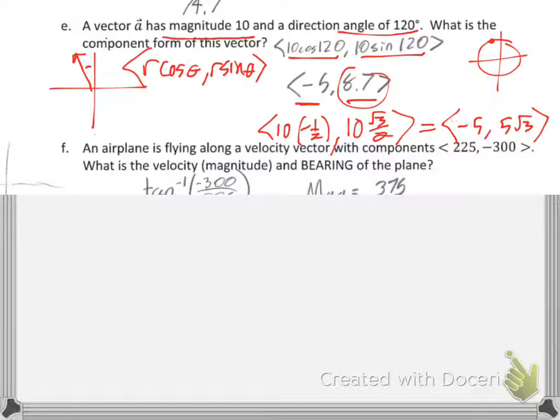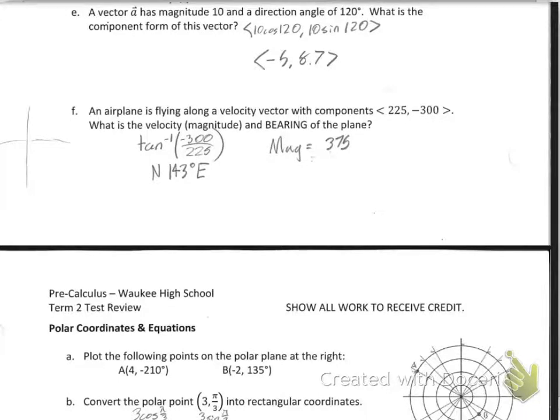Okay. And then next page, if I flip it over, there we are. Now it says you got an airplane flying at a velocity vector with components 225 and -300. Great. What is the velocity magnitude and bearing of the plane? So velocity is a vector itself. So to do the velocity vector, we need to get a sense of what it's flying at. That's actually right there, the vector component of the velocity vector.